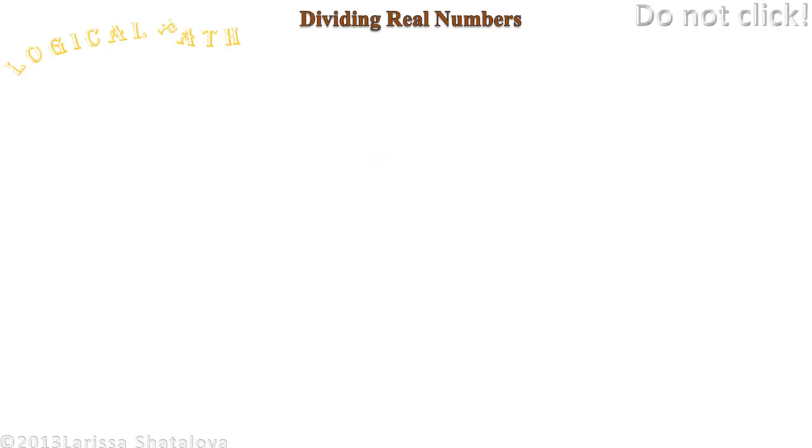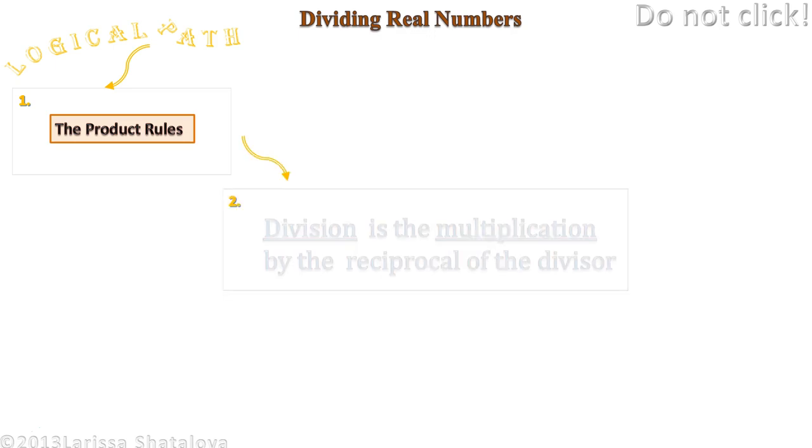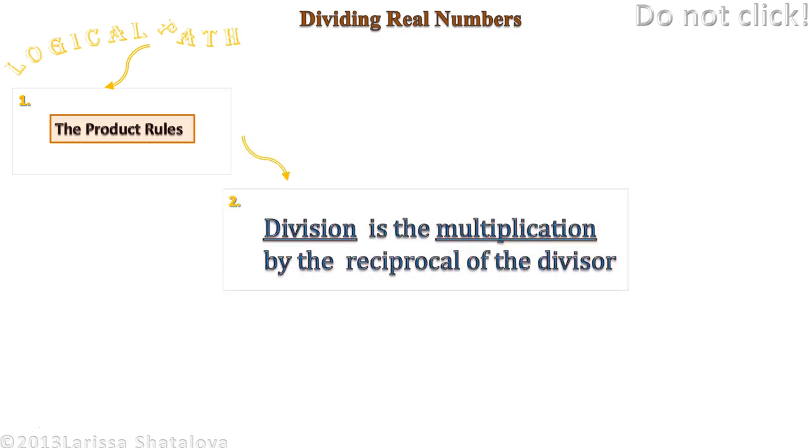Logical path for dividing real numbers. We developed the product rules for real numbers, and from arithmetic you remember that division is multiplication by the reciprocal of the divisor. We will use this idea, and we will develop the quotient rules using the product rules, and we will practice on the next slides.